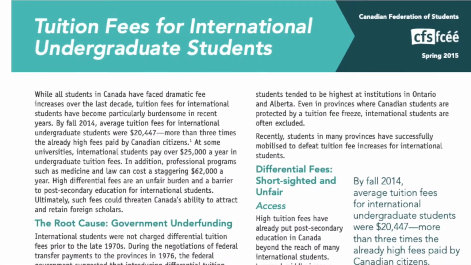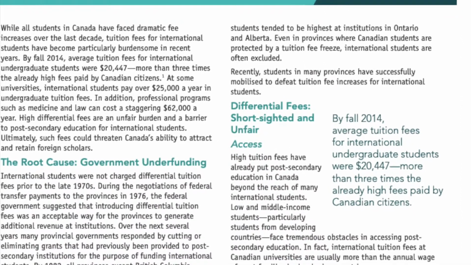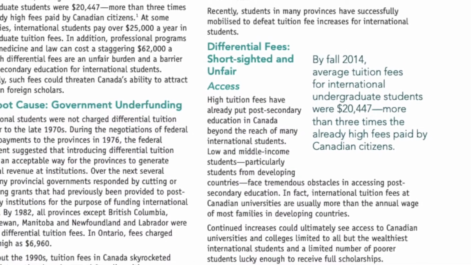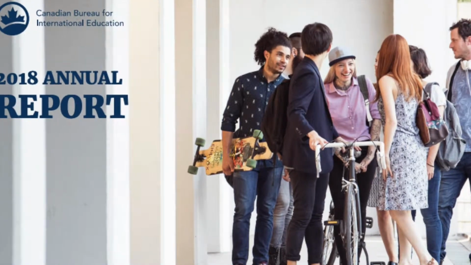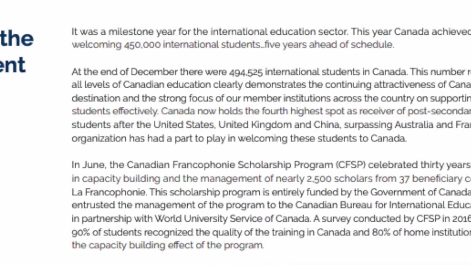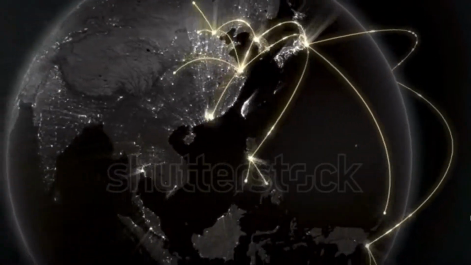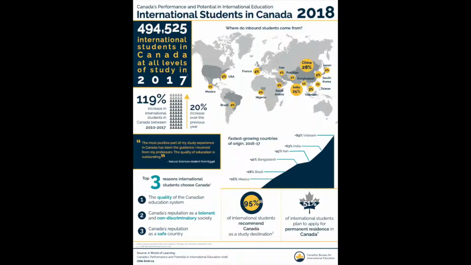By fall 2014, average tuition fees for international undergraduate students were $20,447, more than 3 times the already high fees paid by Canadian citizens. A 2018 report put out by the Canadian Bureau of International Education reported that the international education sector had achieved a monumental goal in Canada, as it welcomed nearly 450,000 international students. As students continue to migrate from around the globe, there will be a correlation in increased numbers, both in attendance and in tuition. Now, when analyzing these comparisons, there are various reasons as to why international students would migrate to North America for higher learning.